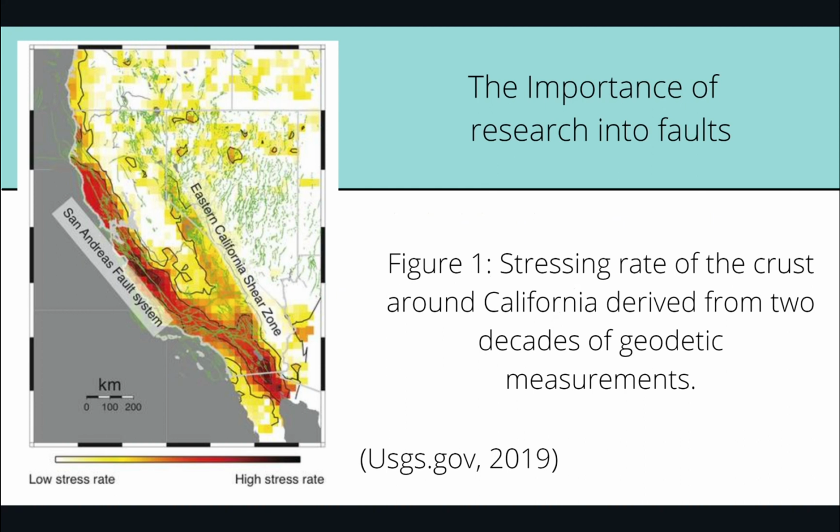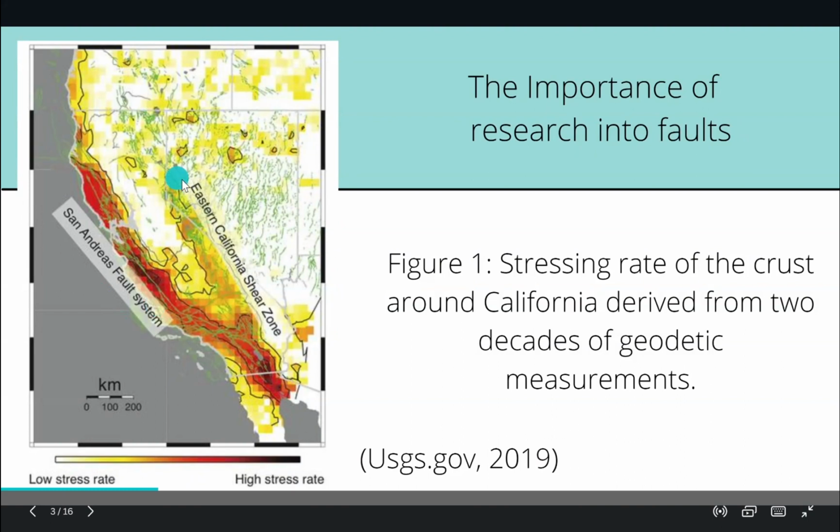So, why is research into strain important in faults and earthquakes? Here we see a stress map from the San Andreas Fault region. This is a region where the North American plate and the Pacific plate come into contact, creating areas of high stress. By looking at crustal velocity, which was measured using GPS systems, we can see the two main areas of stress, the San Andreas Fault and the Eastern California Shear Zone.